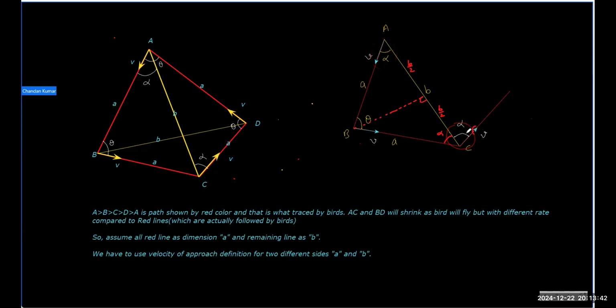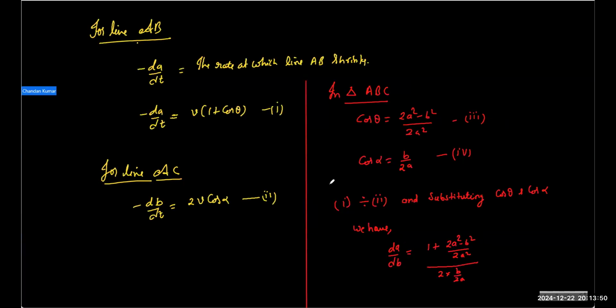So if I take the component of V along this direction, it is going to be V cos alpha, and therefore the velocity of approach in this case will be 2V cos alpha, and this will be equal to the rate at which the V will diminish with time. Now, we have the cosine law, which we can apply for the triangle ABC, and we can get both the angles easily. And the next part is use these equations.